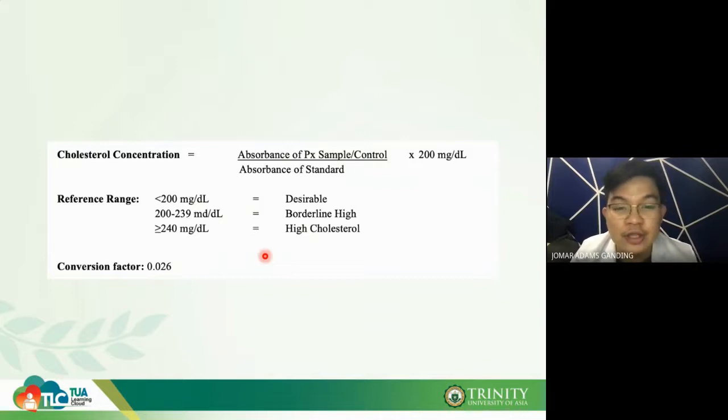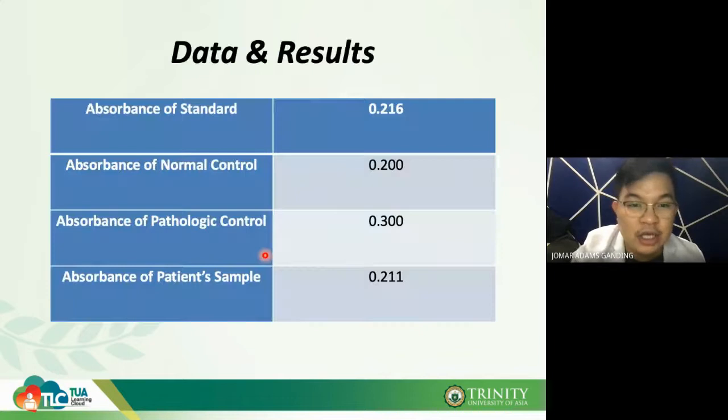Okay? So with that, thank you so much for listening. Now for your data, I want you to take note of the following data. These are the data set that you will be using for your measurement. This is the absorbance of your standard, your control, your pathologic or abnormal control, and your patient sample. So please make sure to complete the tables in your laboratory manual, and please do not forget to answer the post laboratory questions because you will be submitting them by the end of the meeting.